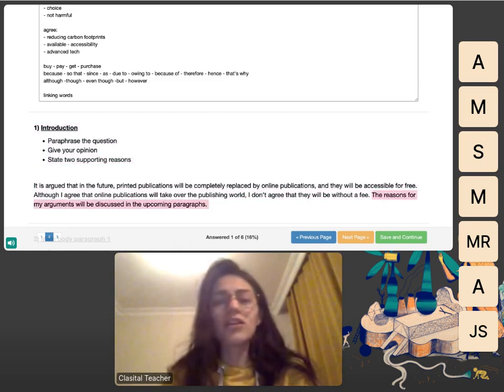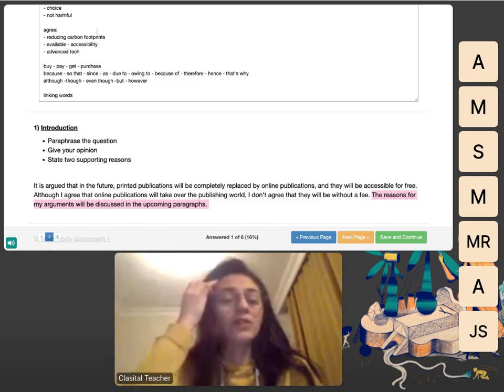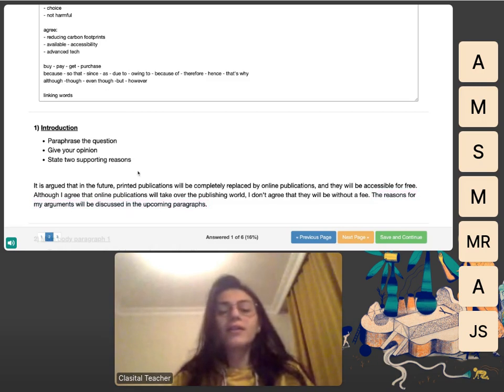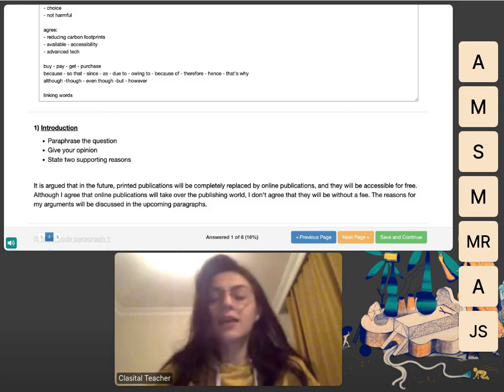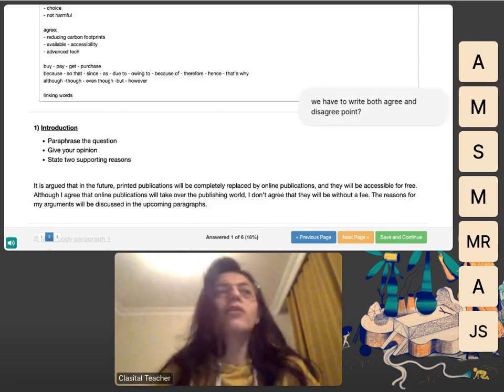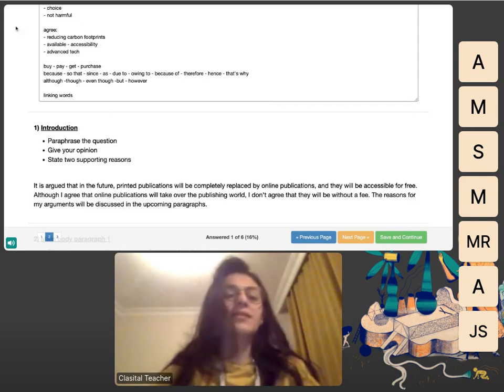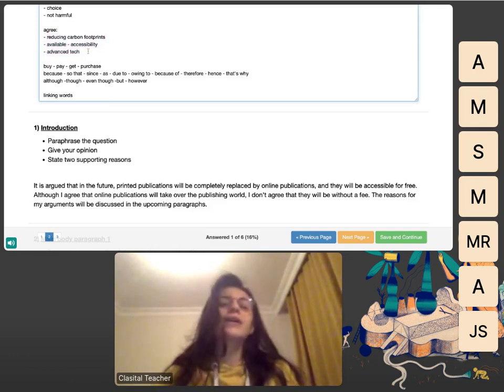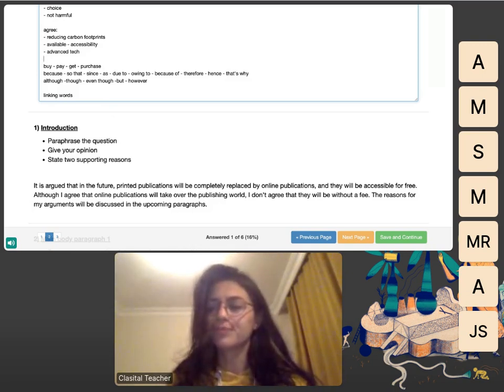In the last sentence, you can do two different things. You can either state your two supporting reasons, saying, for example, it will reduce carbon footprints and it will be available everywhere. Or you can say, I will talk about these. So you don't have to always state your reasons in the last sentence. You only need to say that you will give some reasons. But what I would choose to do is actually say my points instead of saying I will explain these. I would include my points in the last sentence of the introduction paragraph.